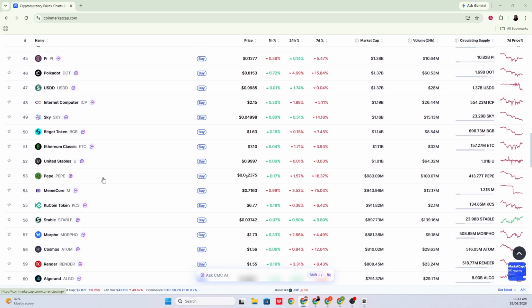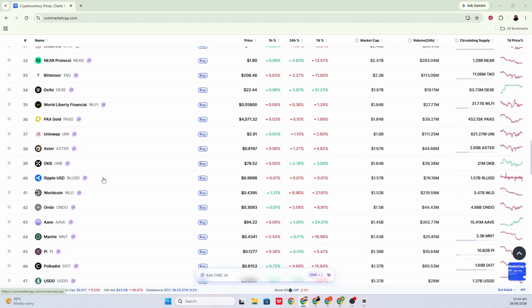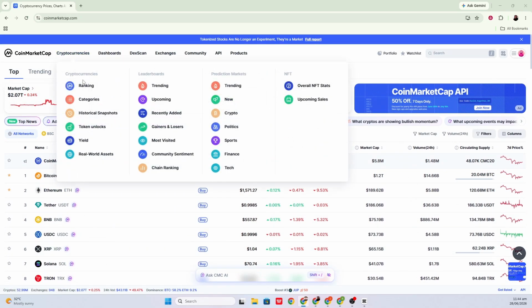Sort the category list by 24-hour percentage change or 7-day percentage change. This will show which sectors are currently gaining the most momentum.